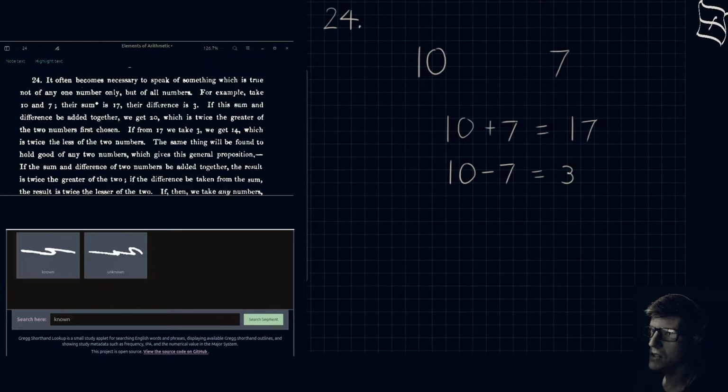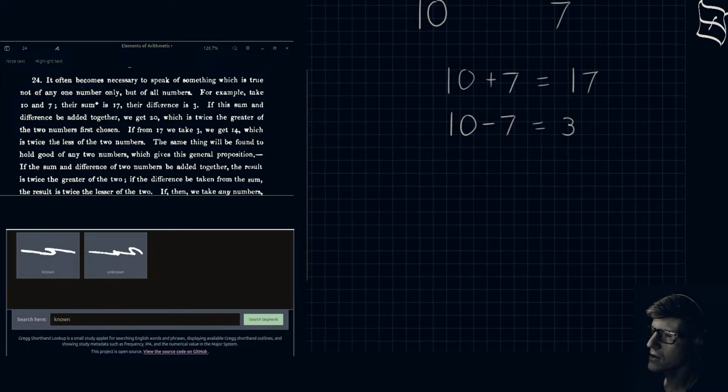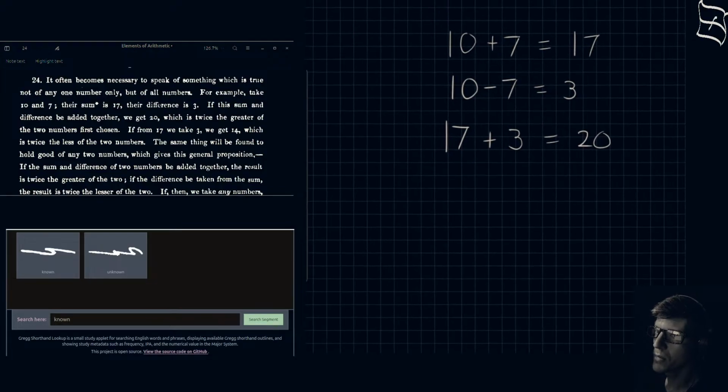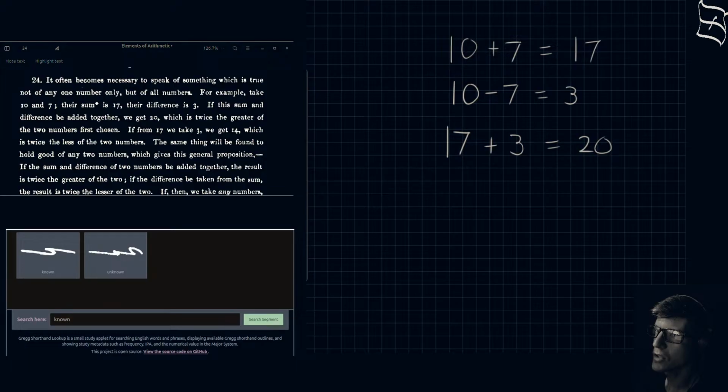Okay? If the sum and the difference be added together, we get 20, which is twice the greater of the two numbers first chosen. If from 17 we take 3, so hold on, we'll write this.